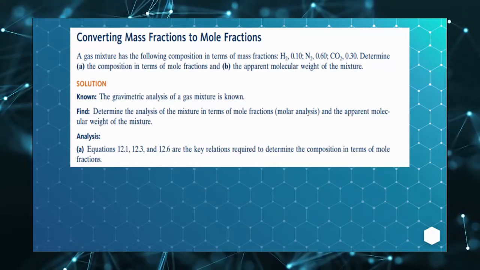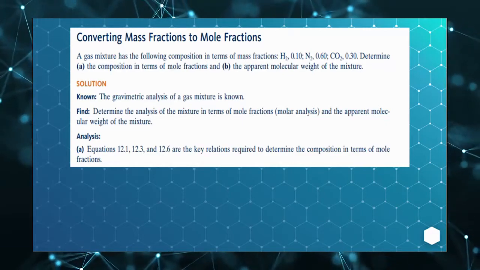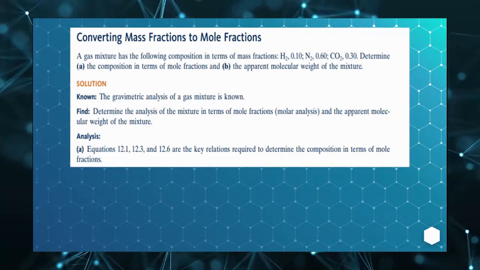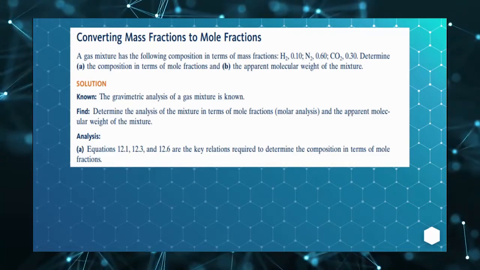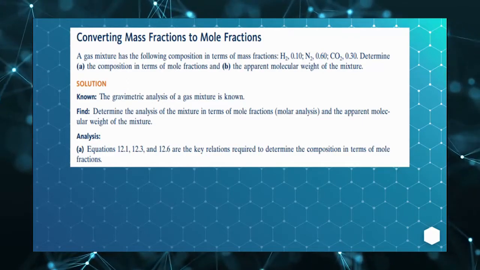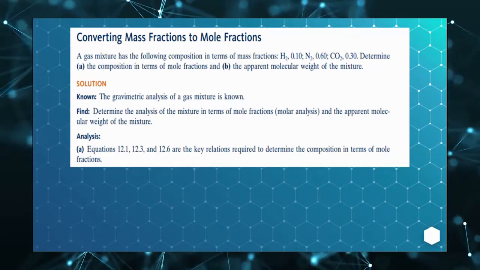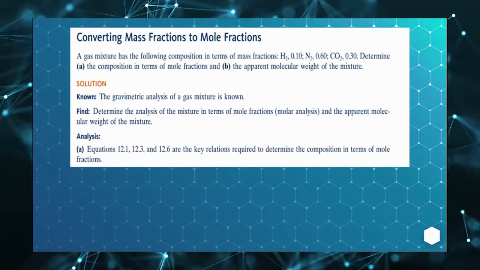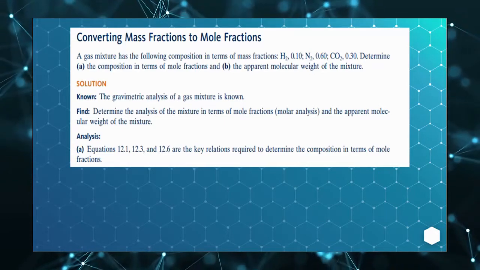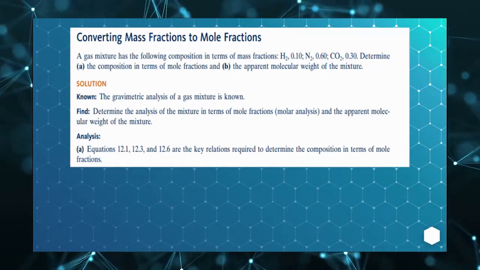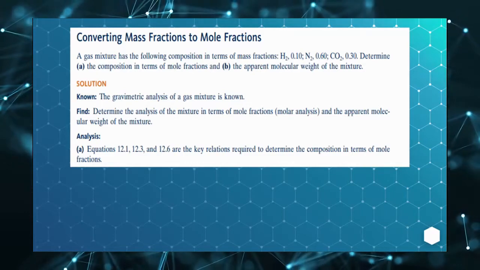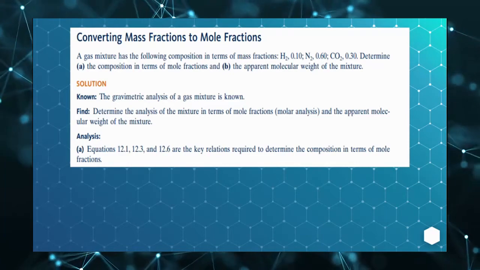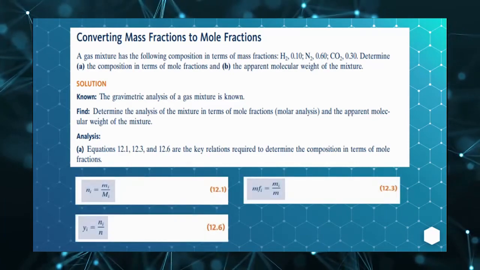Next, we're going to determine the analysis of the mixture in terms of mole fractions, or molar analysis, and the apparent molecular weight of the mixture. In solving this, we have come up with this analysis. So we're going to use equations 12.1, 12.3, and 12.6 because these are the key relations required to determine the compositions in terms of mole fractions. We're going to use these equations.